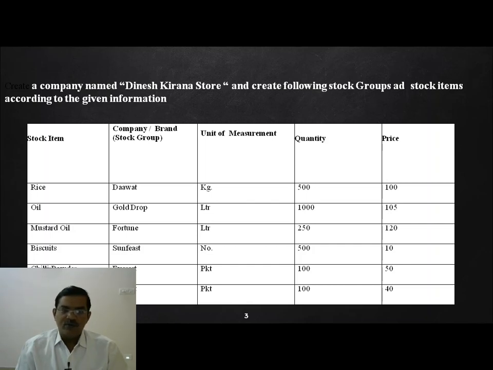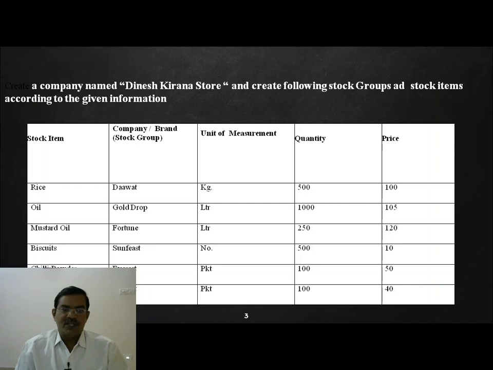And what is the stock group? The rice is Dawat, oil is Goldrush, which is a brand. Okay, Fortune, mustard oil is Fortune, which is another brand of oil. Sunfish is a biscuit brand. Chili powder is Everest, and black pepper is also Everest.